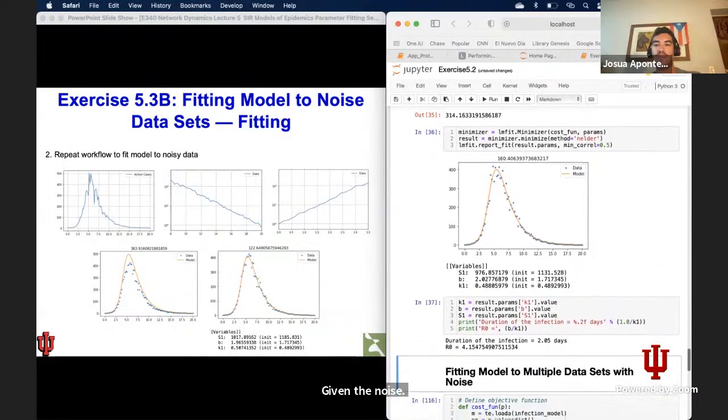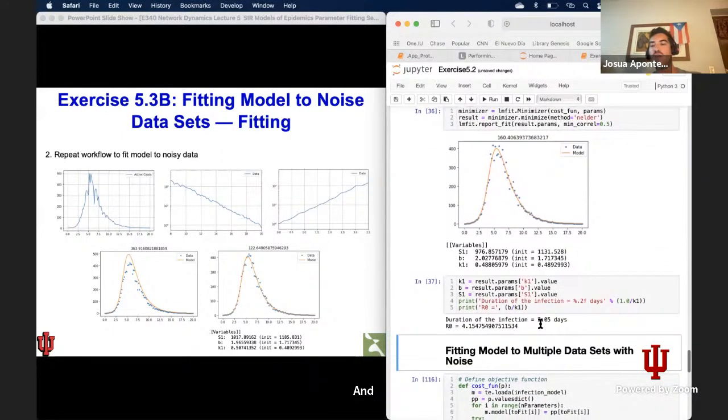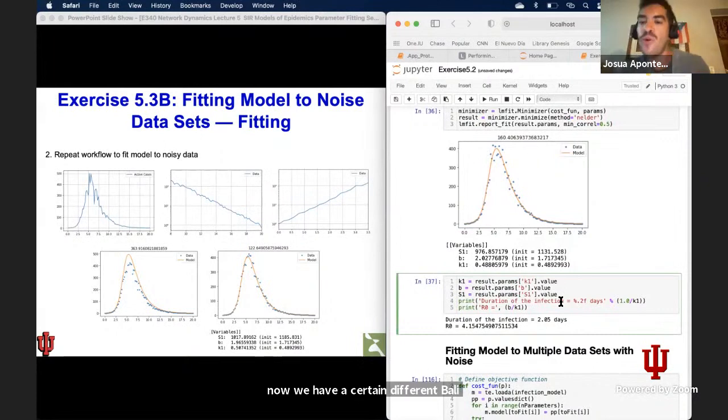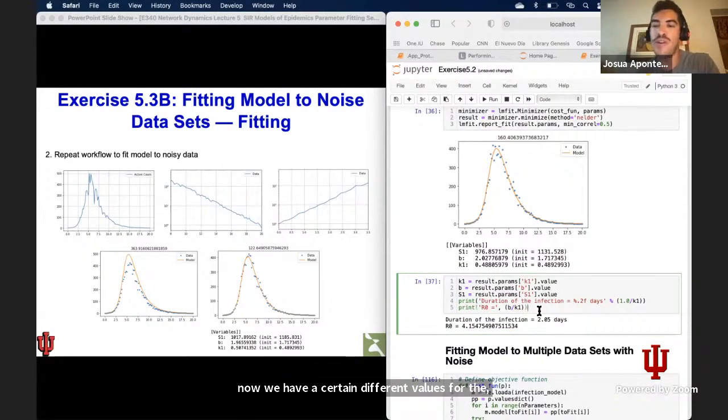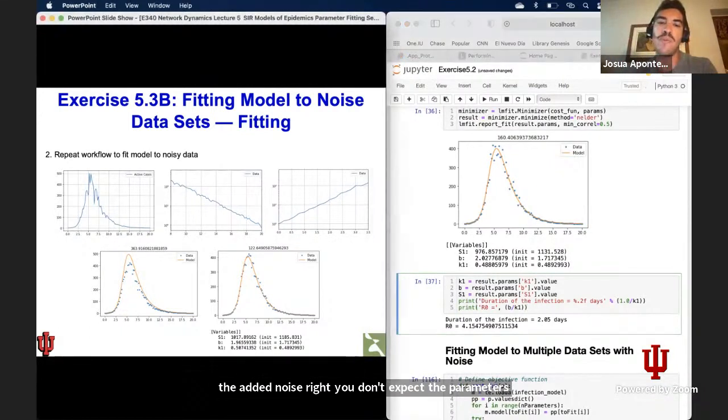And now we have different values for the parameters of the model, and that's because of the added noise. Right? You wouldn't expect the parameters to be exactly the same, given that we've added noise to them.